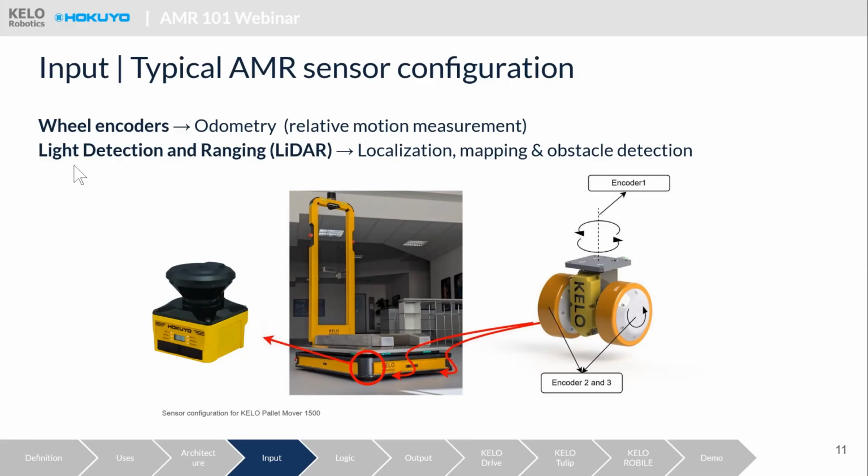And the second essential data is the distance between the robot and all the obstacles and objects around the robot, to be able to navigate or do obstacle avoidance. So basically the LiDAR, or laser scanner, is the solution that is normally used in an AMR system.